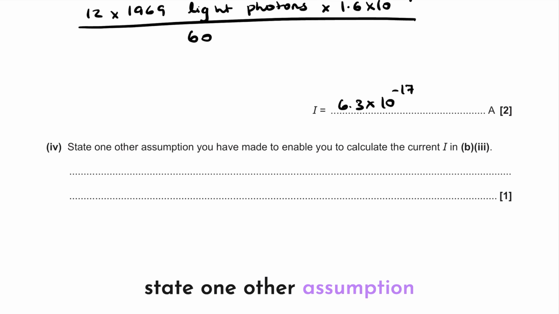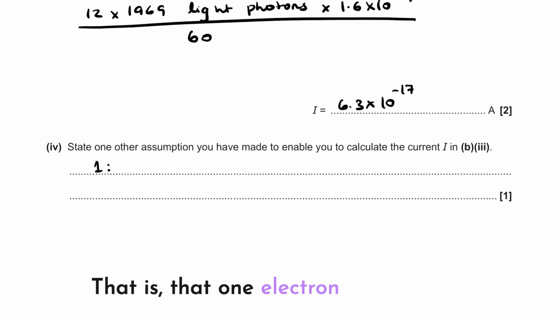State one other assumption to calculate the current. It's basically a one-to-one interaction. That is that one electron is absorbing the energy from one photon.